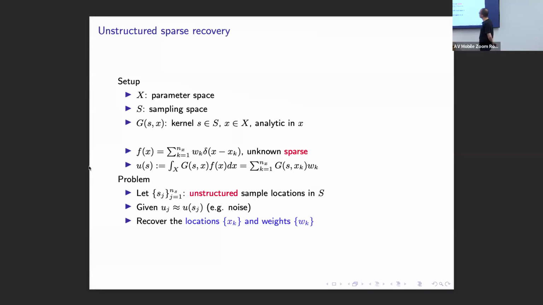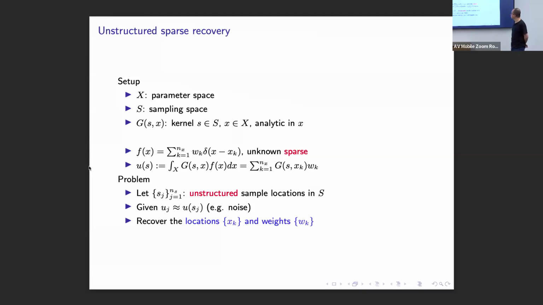Now S denotes the sampling space, and we use a capital S to stand for it. The third thing we have is a kernel called G(s, x). It's a function with two parameters. The first parameter is the location where you're going to perform the sample, and x is the parameter. We make an important assumption, that this function G(s, x) is analytic in the second variable x, the parameters.